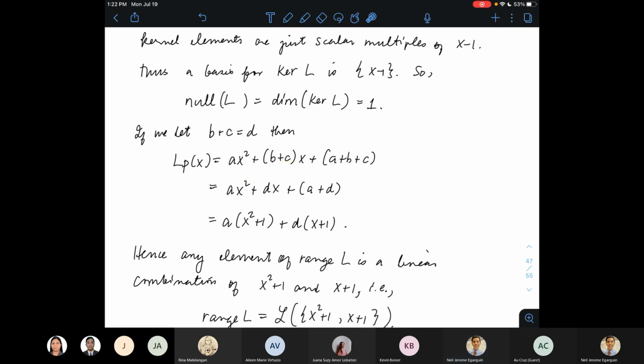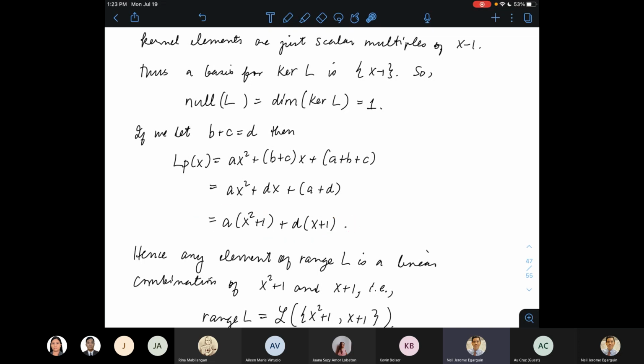So this guy can be written in this manner. Okay? And then the nice thing about this is that I can write this as this guy. Tama ba to? Okay, let me just double check. So this would be ax squared plus a plus dx plus d. So I have ax squared plus dx and then a plus c. All right. So just a clever way of rearranging terms. I got this one. Okay.